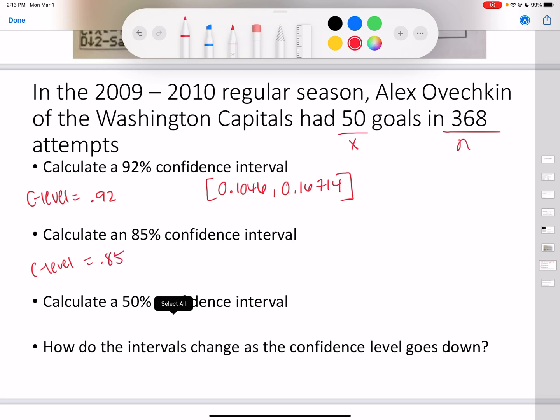Same process. So Stat, down to Tests, down to that letter A, 1-PropZInt. And this time it's going to say 0.85 for my confidence level. And I just cleared it on my calculator, so just give me a quick second. All right, so when I press calculate, it gave me 0.11016 to 0.16158. And we really only probably need to round to 3 decimal places. That's kind of going to be my rule of thumb. 3 decimal places. All right, and then I'm going to calculate the same thing for 50% confidence level.